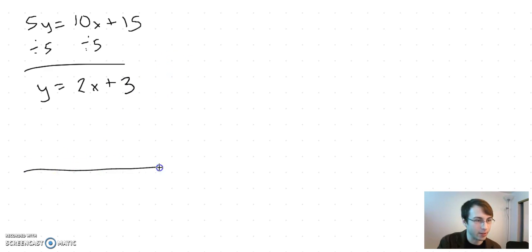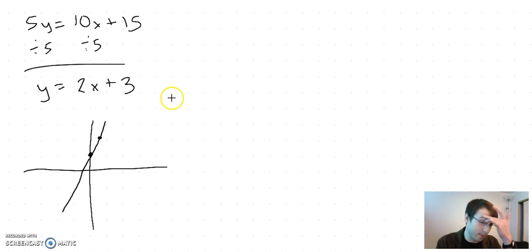And then we can just graph that as usual. Y-intercept is 3. Go over 1, up 2, because that's the slope. And there's our line. How about something a little bit trickier?